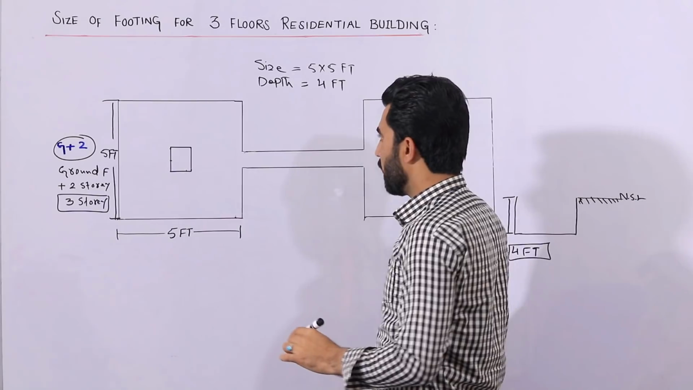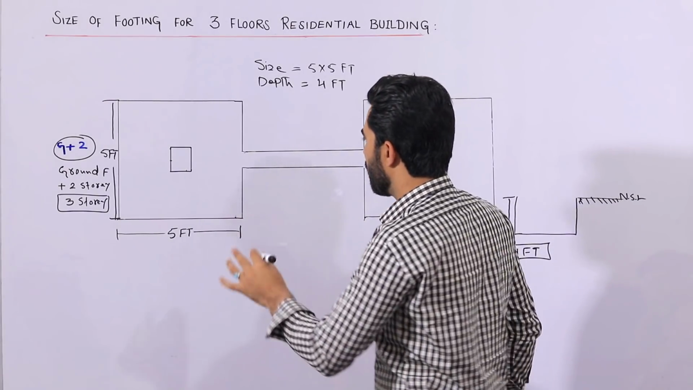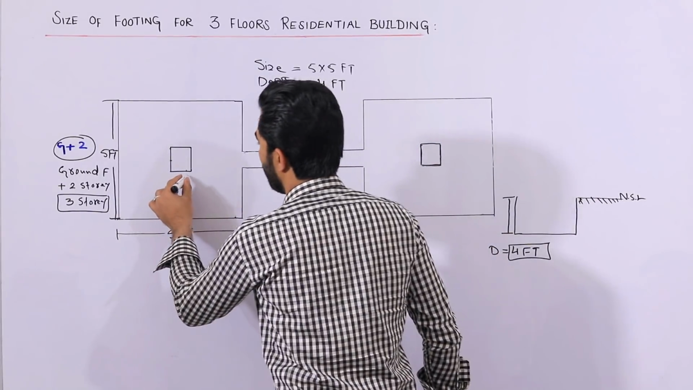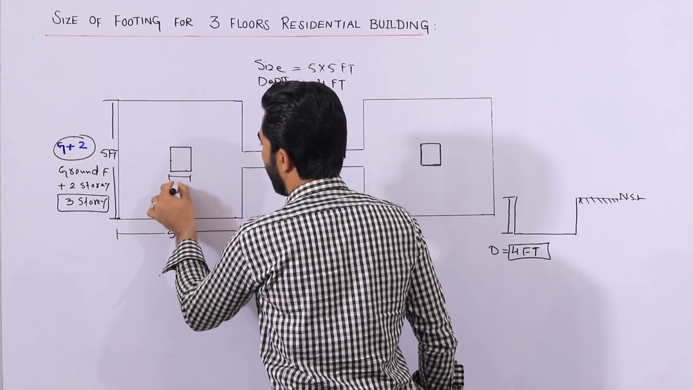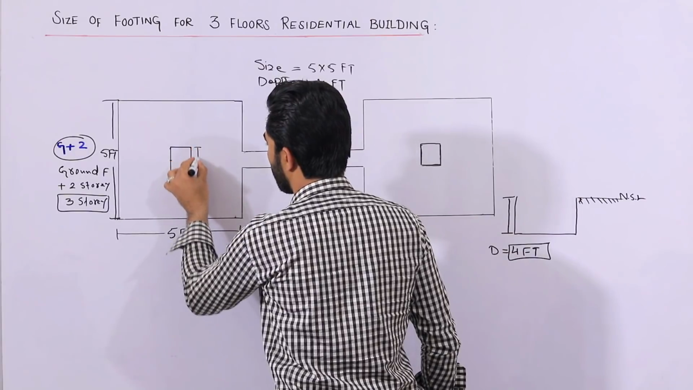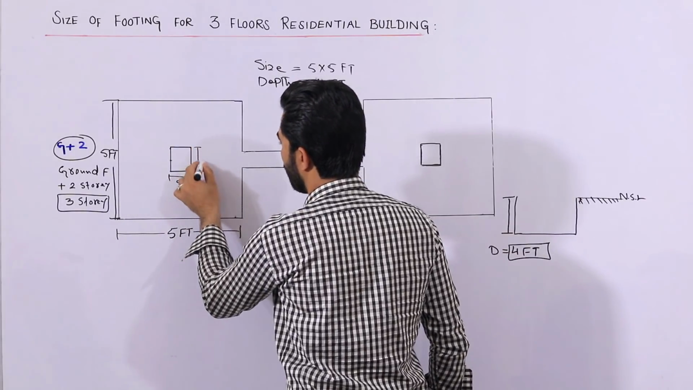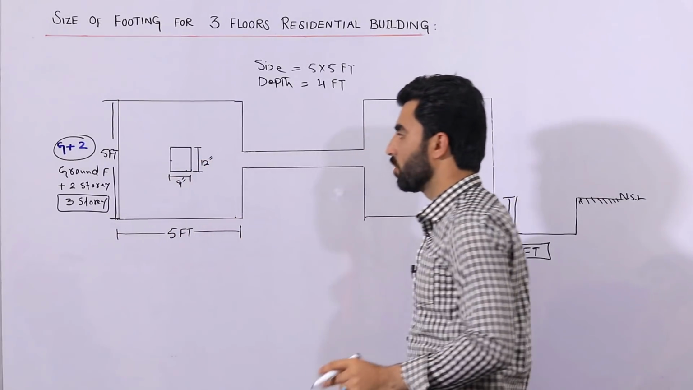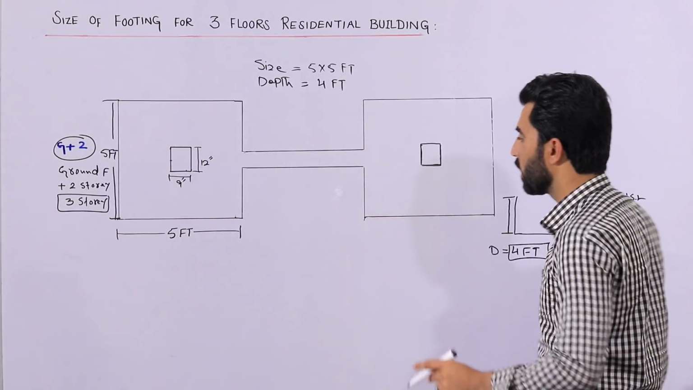Next guys, remember inside steel reinforcement details, but in the case of this size, the column size should be 9 inch by 12 inches. This is up to 3 story. Now I will also guide you for its steel reinforcement, so therefore watch this video till the end.